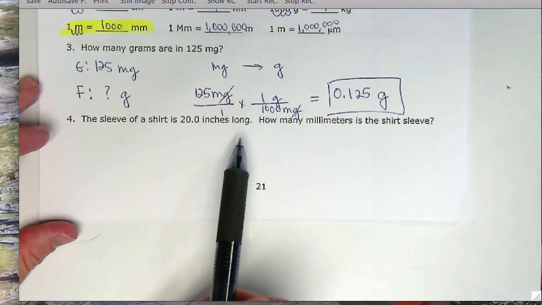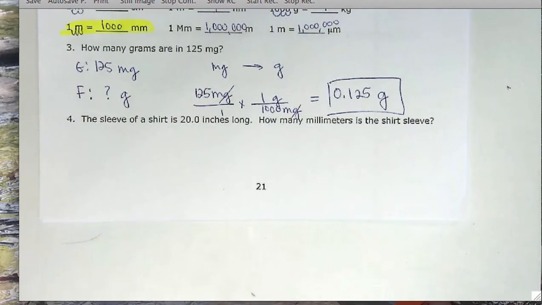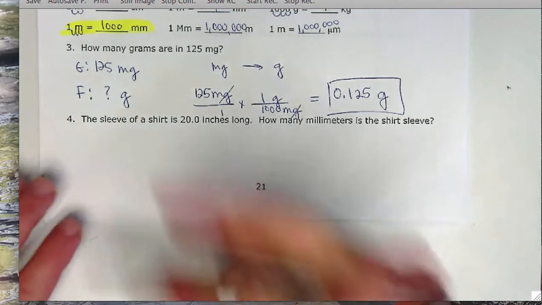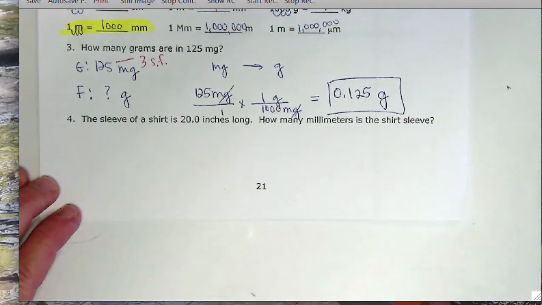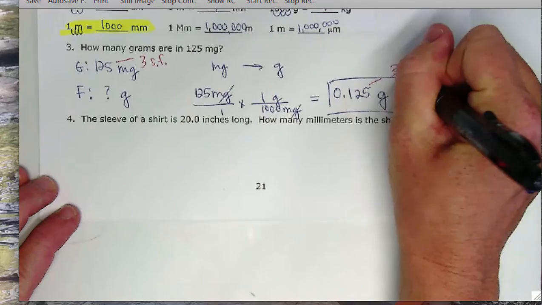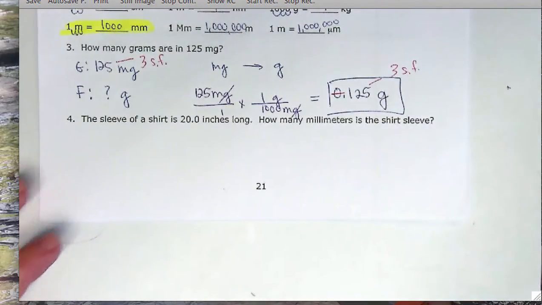Would you have to do sig figs on that? Sig figs, yes, always sig figs. And your given has 3 sig figs, and your answer has 3 sig figs, because that 0 right there doesn't count. So on number 4, you can see how using the prefix ladder, making it into conversion factors, is helpful.